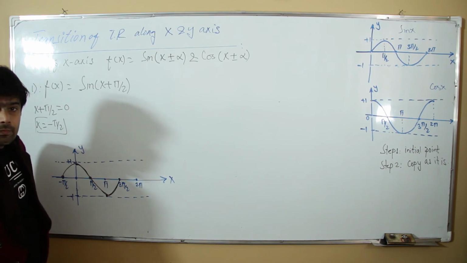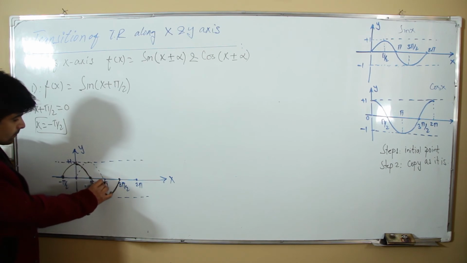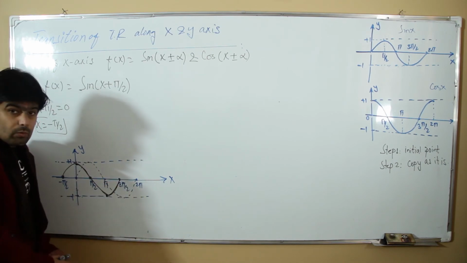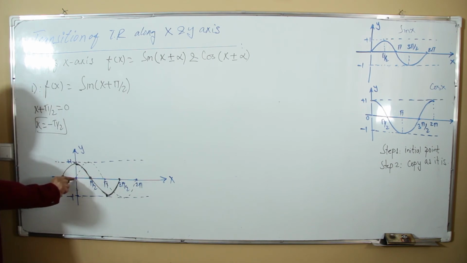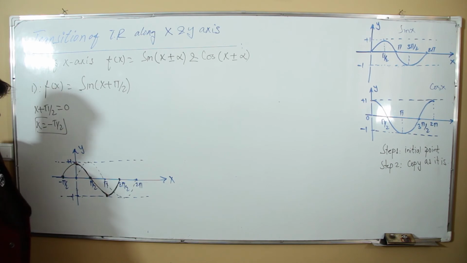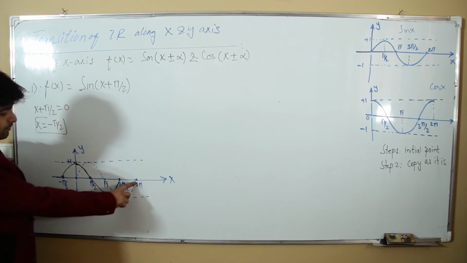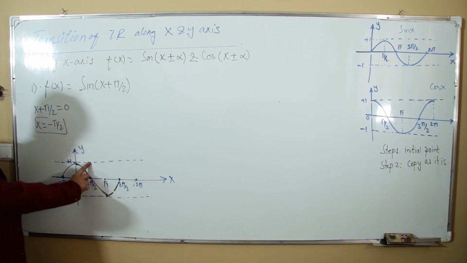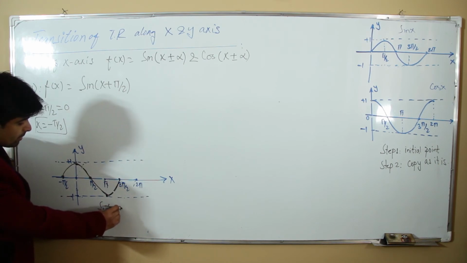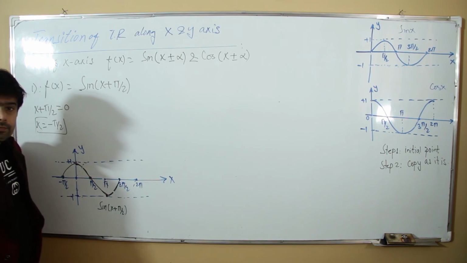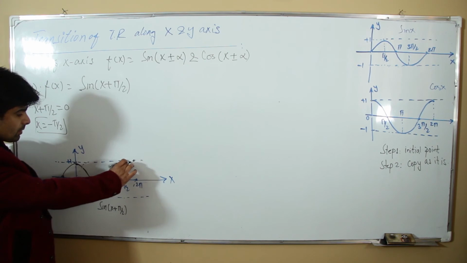This is our graph. Our previous graph starts from here. Now we have a translation along the x-axis. It means this point starts from minus pi divided by 2. It is our graph. Which graph is this? Let me delete this one. This is our sine(x + pi/2). And the remaining is like this one.